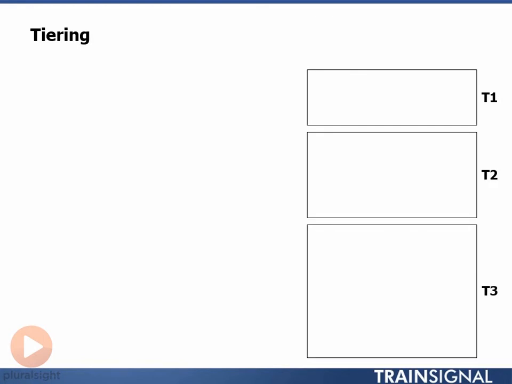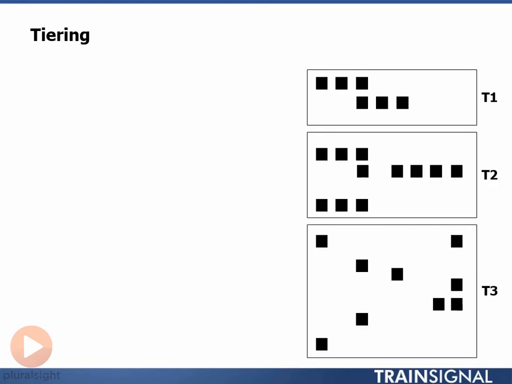Most tiering systems tend to consist of 2 or maybe 3 tiers of persistent storage. We'll look at a system that's got 3 tiers: Tier 1, Tier 2 and Tier 3. Now let's add some blocks of data. So there we have it. Our blocks are nicely scattered across all 3 tiers.